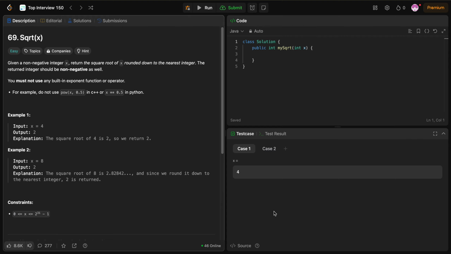Doing square root x. So given a non-negative integer x, return the square root of x rounded down to the nearest integer. The returned integer should be non-negative as well, and you must not use any built-in exponent function or operator. Interesting.